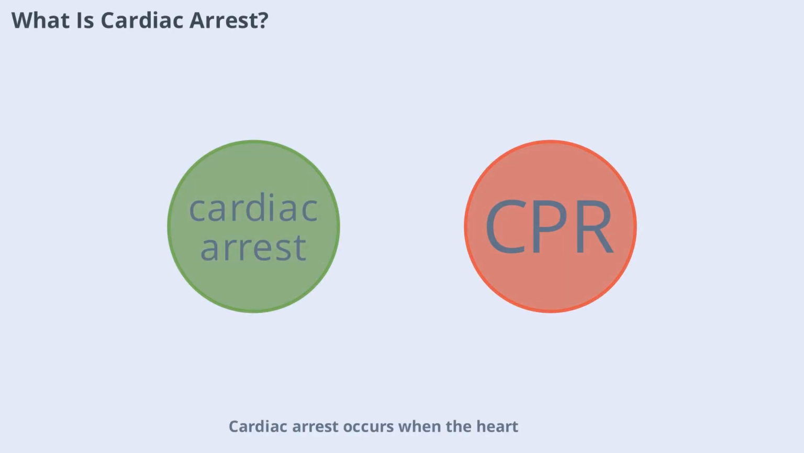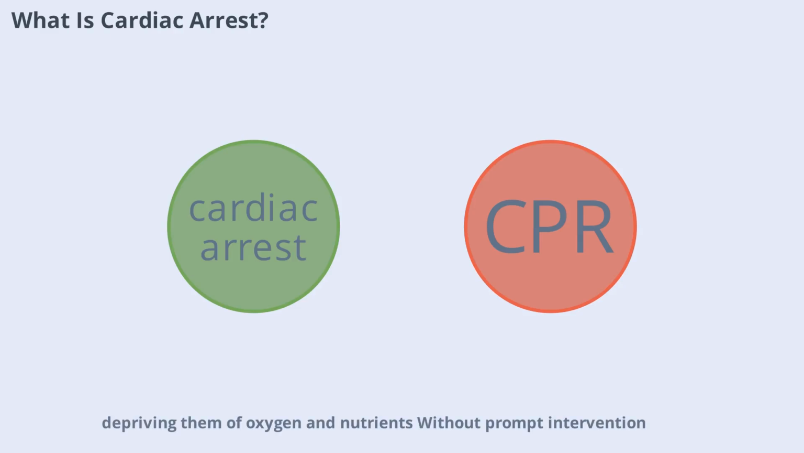Cardiac arrest occurs when the heart is unable to sustain an effective output, leading to a cessation of circulation. This means that blood no longer flows to the organs, depriving them of oxygen and nutrients. Without prompt intervention, brain damage can begin within minutes, and death can follow soon after.